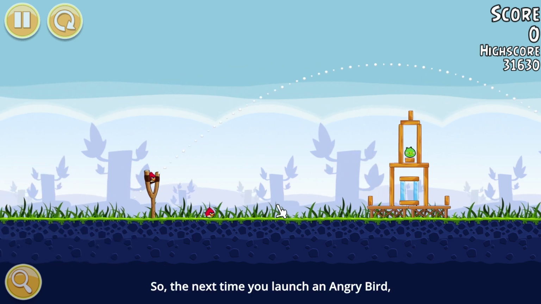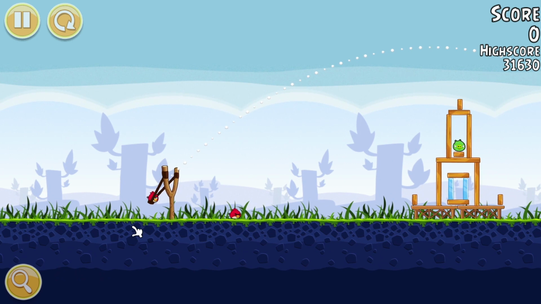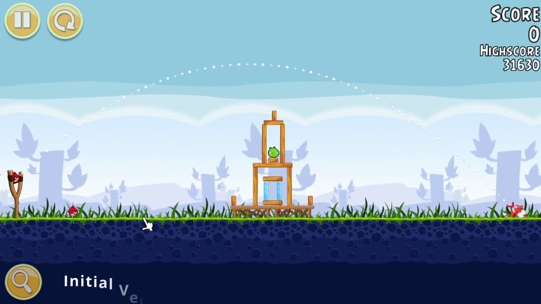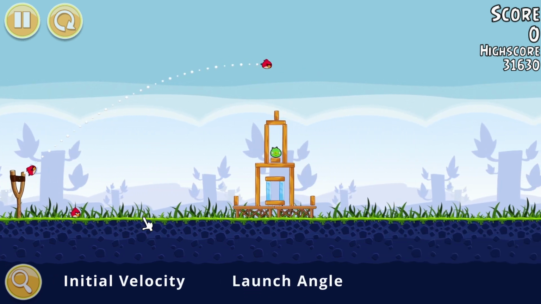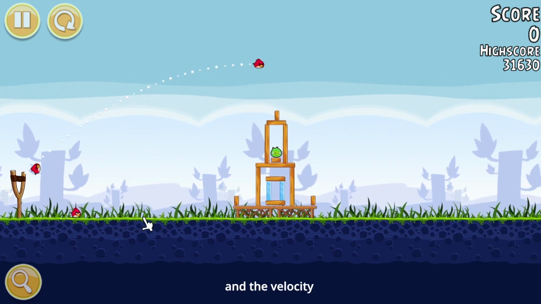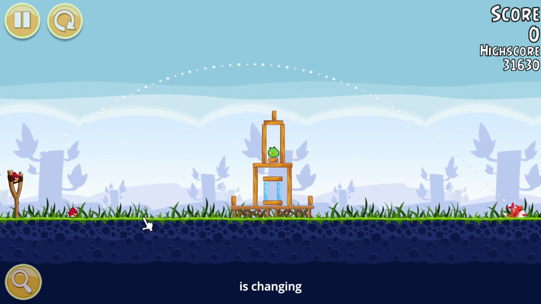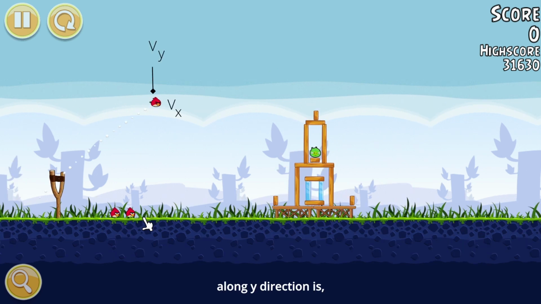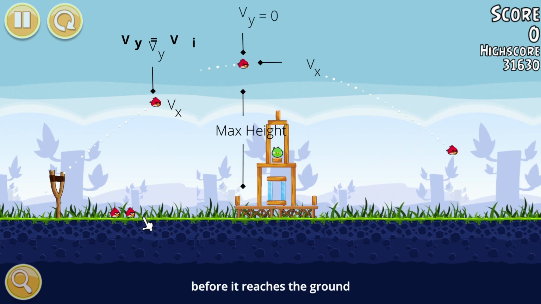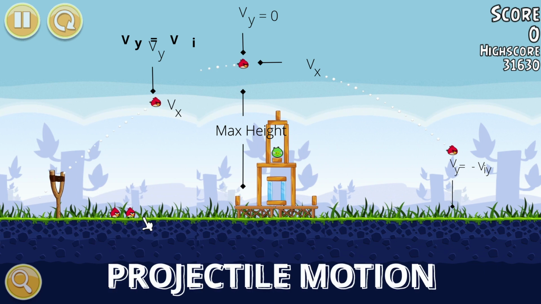So the next time you launch an Angry Bird, remember the basics at play. To sum up everything, the key factors influencing this motion are initial velocity, launch angle, and of course, gravity. The velocity along the x direction is constant, and the velocity along the y direction is changing with respect to its position. Initially, the velocity along y has an initial value; when the bird reaches the maximum height, the velocity along y becomes zero, and the velocity of the bird before it reaches the ground is equal to the initial velocity along y, but in negative value.